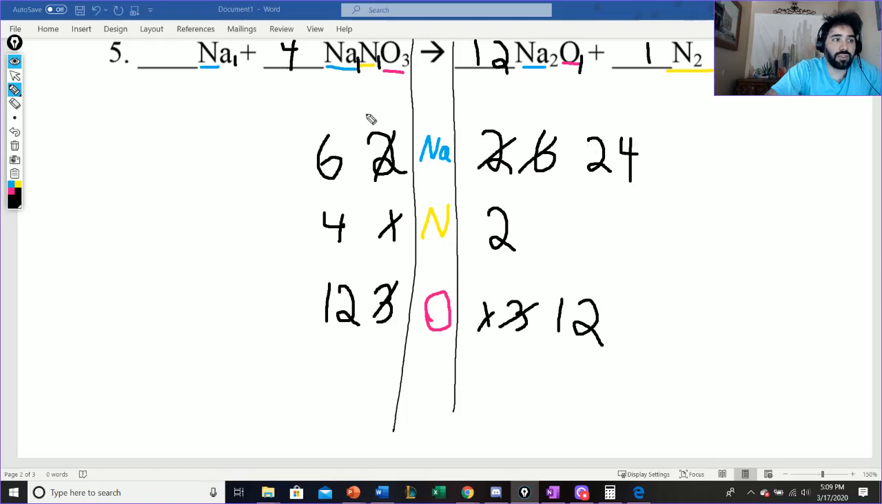Now, in order to get 24 sodiums, I need to put 20 over here. That'll give me 20 times 1, that'll give me 20 total sodium. So 20 plus 4 is 24. And now I can balance my nitrogen because I have 4 times 1, I have 4 nitrogens. So in order to get 4 nitrogens on this side, I will put a 2 here. And that'll give me 2 times 2, which will give me 4 total nitrogens. And now I can see everything's balanced, 24, 4, and 12.